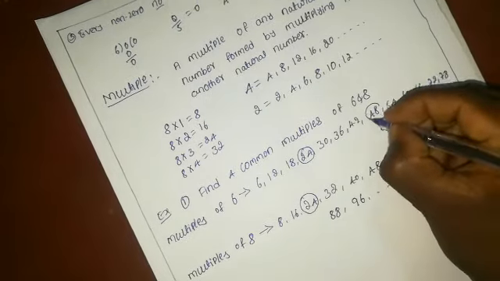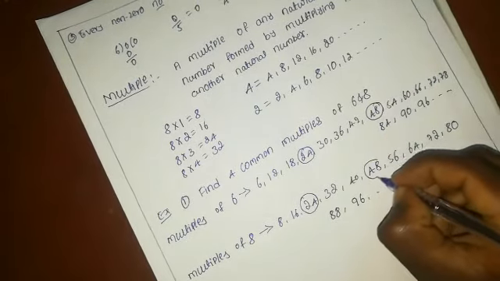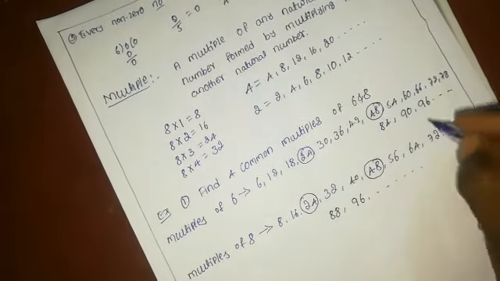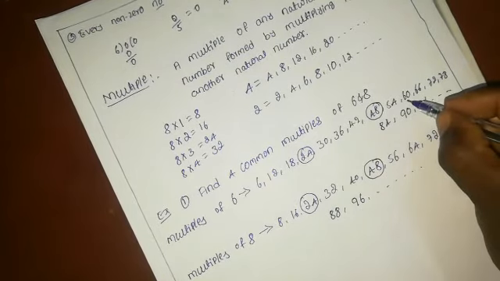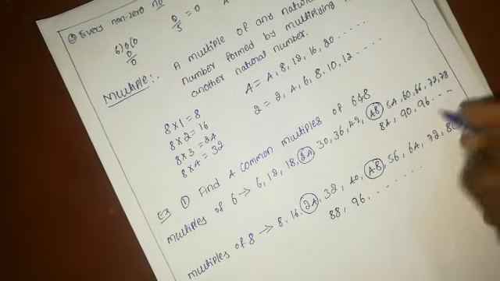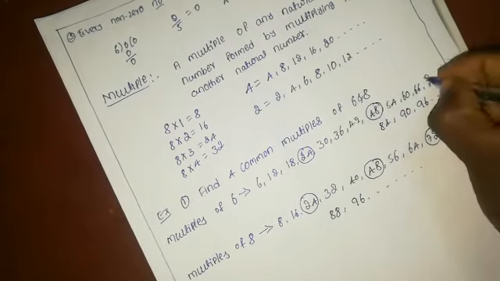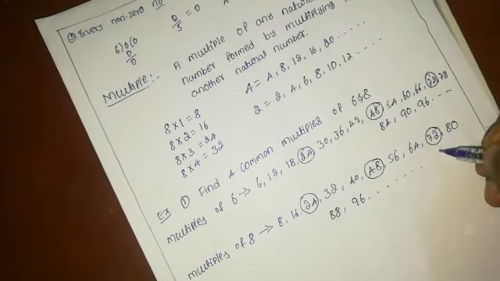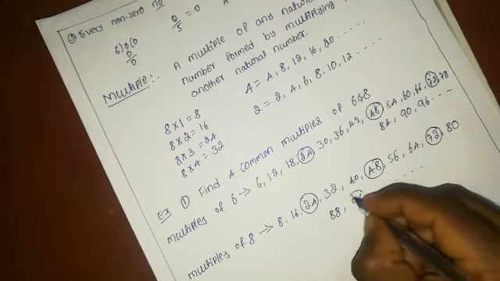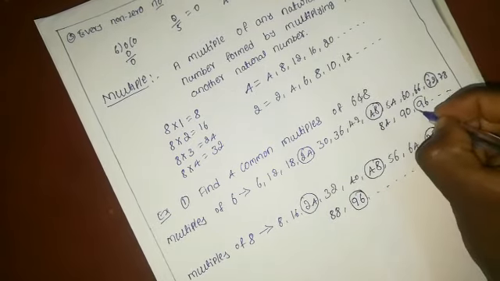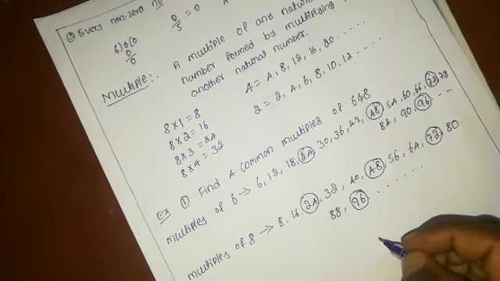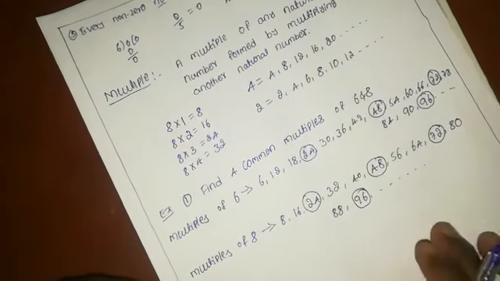Here 48 is the next common multiple of 6 and 8, and then 54, 60, 66, 72. Here also a 72, there also a 72. 72 is a common multiple, and 78, 84, 90 and 96. 96 is the common multiple of 6 and 8. Thus we find out the common multiples of the numbers.